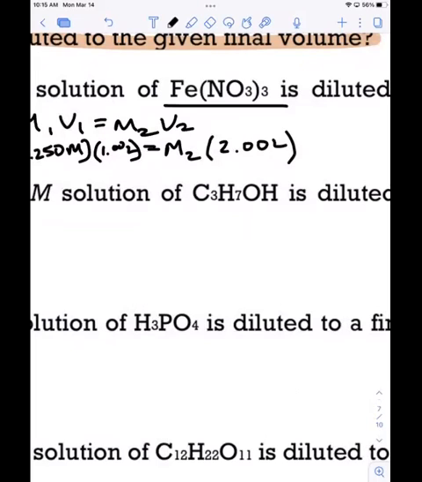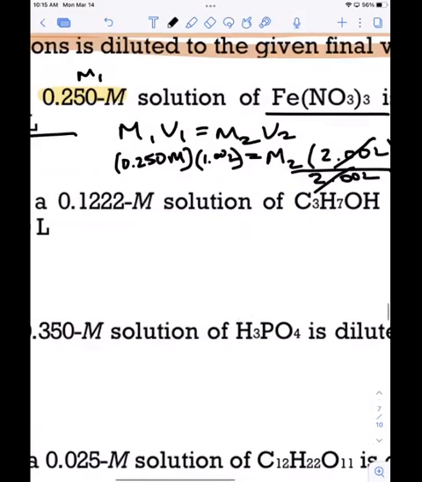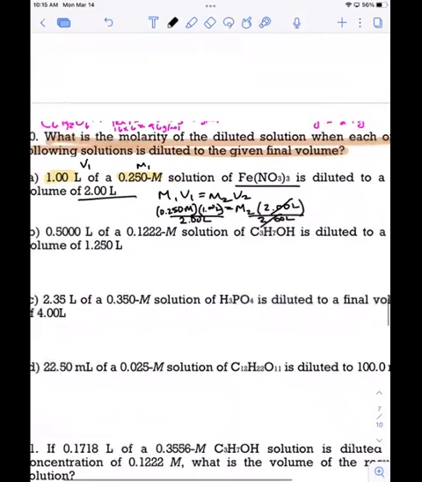After you multiply M1 and V1, then you would divide by V2. Divide everything by V2. That's exactly right. So this is going to be 2.00 liters. That's going to cancel. And then this is going to be divided by 2.00 liters, right? What do we get from that?